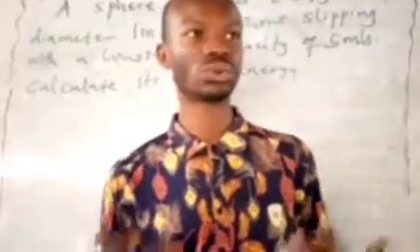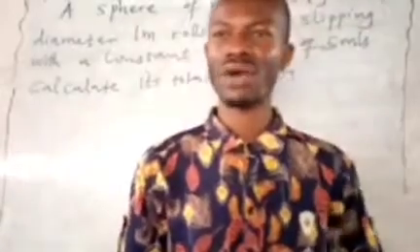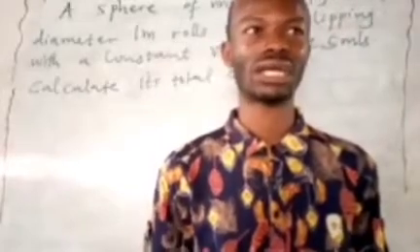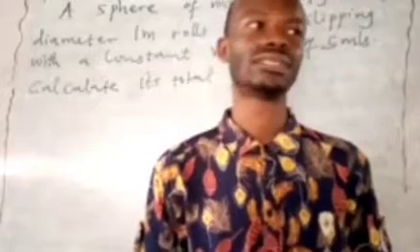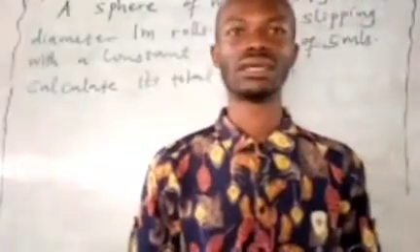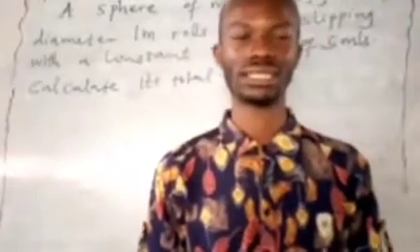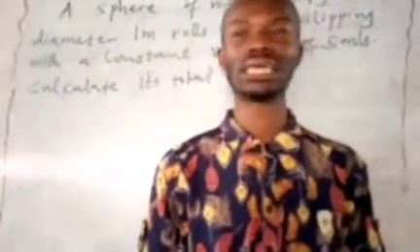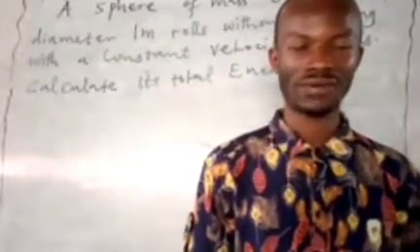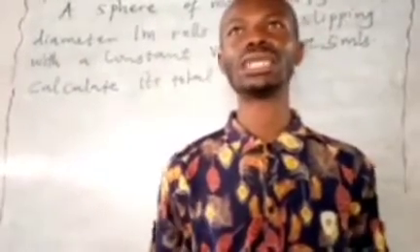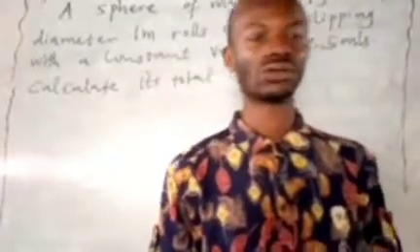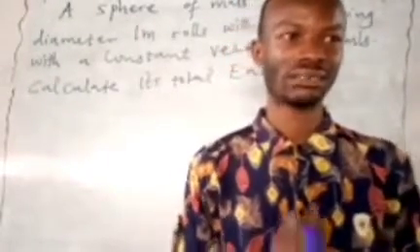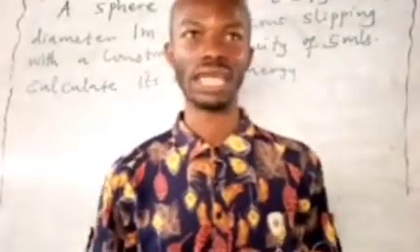When a body undergoes these two types of motion at the same time, and we are required to calculate the velocity or the energy of that particular object, how can the energy be found? Remember, if the body is undergoing linear motion, the kinetic energy is given as half mv squared. But if the body is undergoing rotational motion, the kinetic energy for rotation is given as half Iw squared. So when the body is undergoing both translational and rotational motion, how can we find the total energy of the object? That is what this question in this episode tends to address.